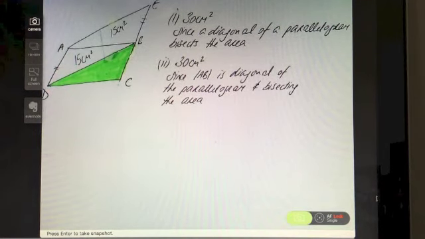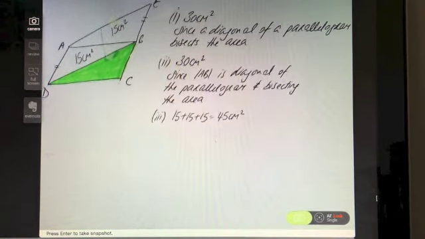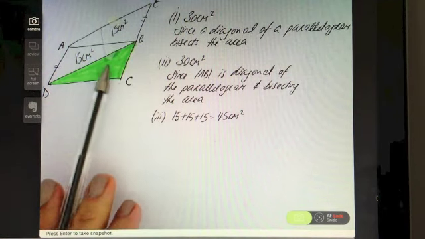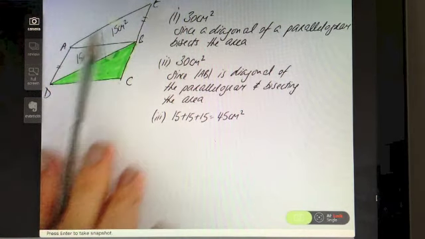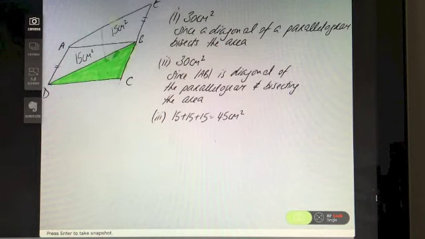Okay, so now the next part is asking me to find the area of the figure ADCE. Well, we have that clearly identified for ourselves already. That's 15 centimeters squared, so is that, so is that. So it must be 45 centimeters squared.